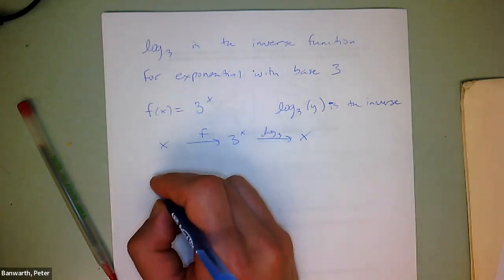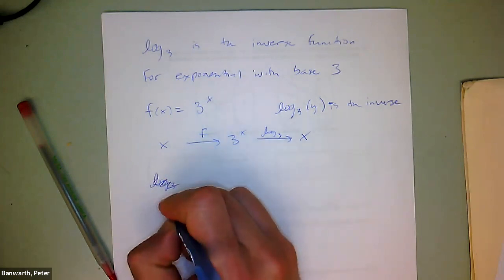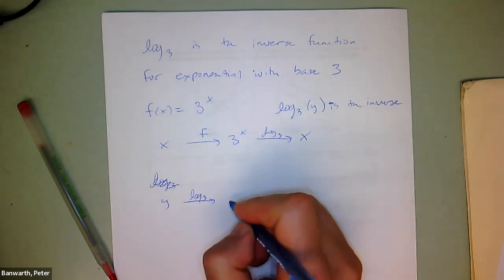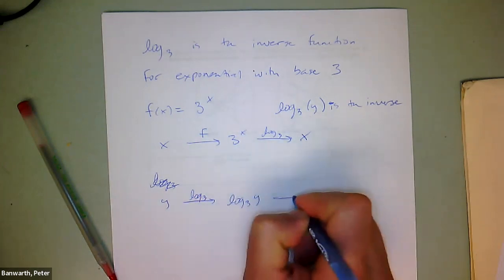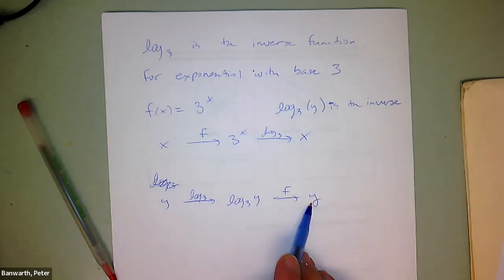And importantly, if I start with y and I go through my log base 3 function, I get log base 3 of y, and now if I put that through my f function, I end up with y again.